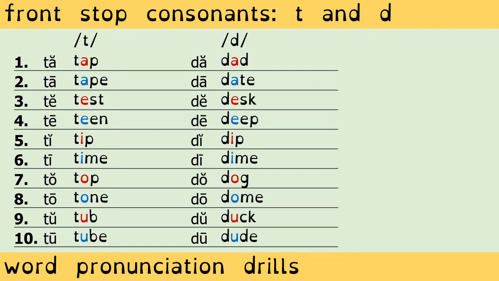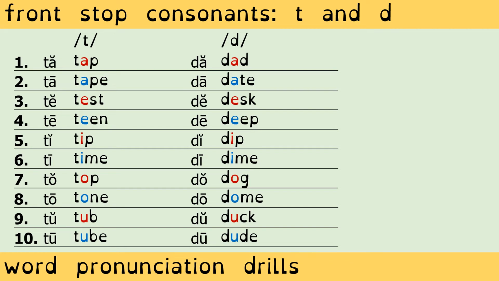Now it is time to step it up and practice with words. Pause and restart the video when you are ready. Okay, we are going to go from the top down in pairs. Repeat after me. Number one, tap, dad. Number two, tape, date. Number three, test, desk. Number four, teen, deep.